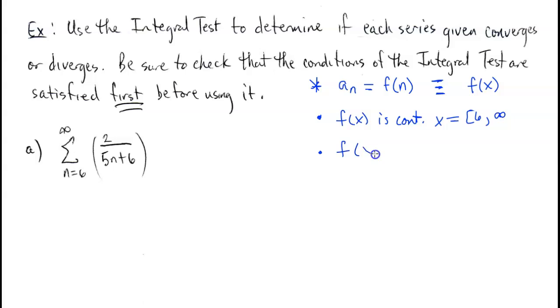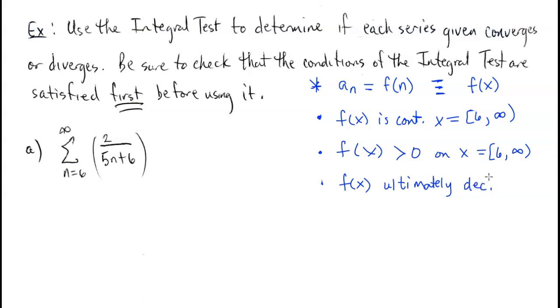The second thing is that f of x needs to be positive on this particular interval as well. So that means all of the y values for my function f of x are going to have to be greater than 0. And then the last thing here is that f of x has to be ultimately decreasing. Okay.